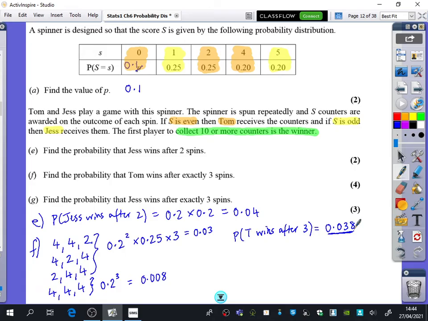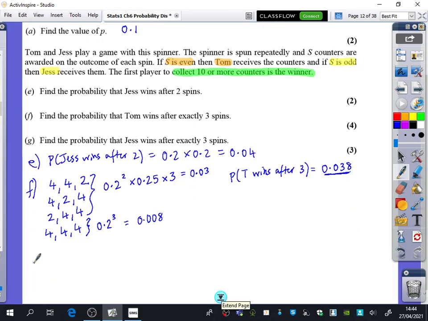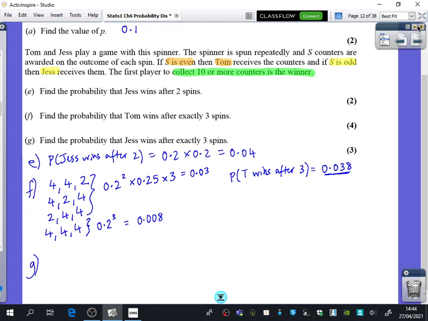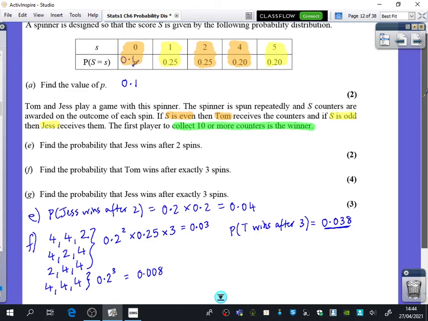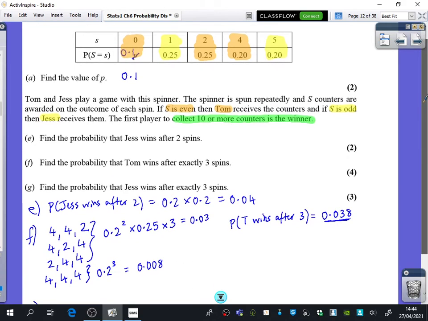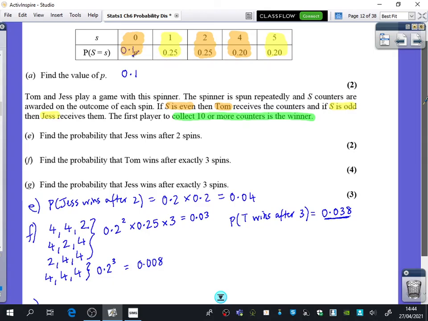So we're going to do the last one now. We want to find out what is the probability that Jess wins after exactly 3 spins. Oh no, you mixed it with 4. So how could Jess win? 1, 1, 5. Would she even win after 115? She wouldn't have enough points.